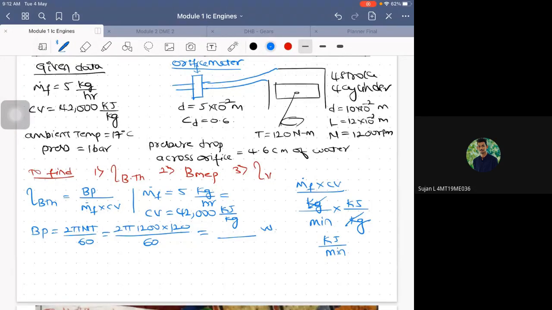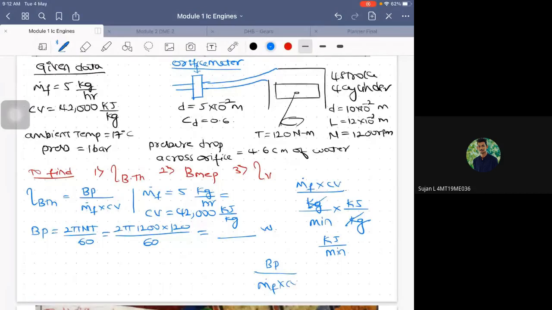Sujan. Yes, sir. It's the correct unit. Kilojoules per minute it is. So MF dot into CV. In the denominator, observe. BP divided by MF dot into CV. Numerator and denominator should be in one unit. BP is in kilowatts, and below it is kilojoules per minute. So will it match? Yes, sir. So what we have to do, Sujan? Kilojoules per second. Convert to seconds, madam. If we do it in seconds, let's see what we get.